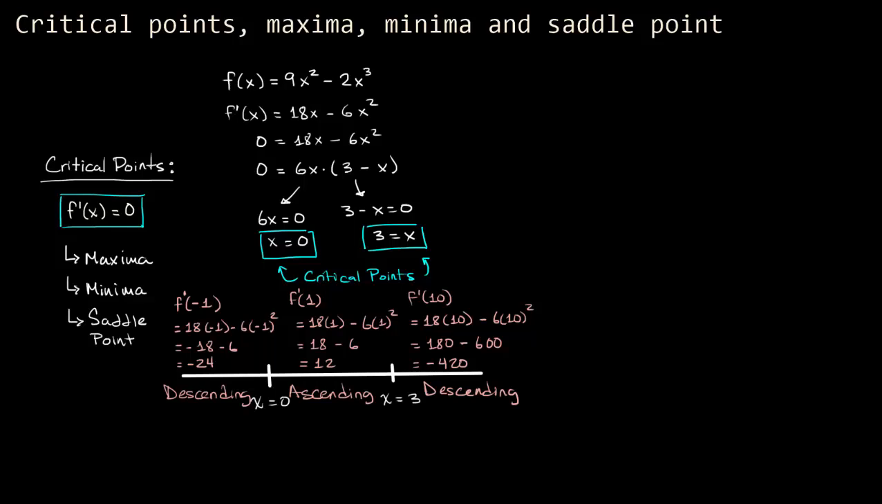Now, regarding x equal to 0, before the 0 it's descending, and after the 0 it's ascending, so this has to be, of course, a minima. Regarding x equal to 3, the function is ascending and then descending. In other words, this has to be a maxima. There it is. It's pretty much what we have been doing in the previous videos.